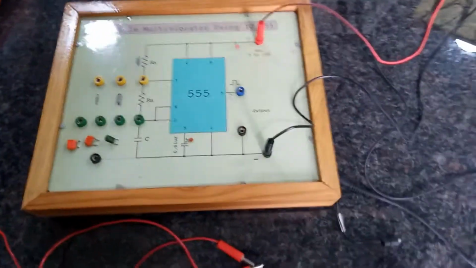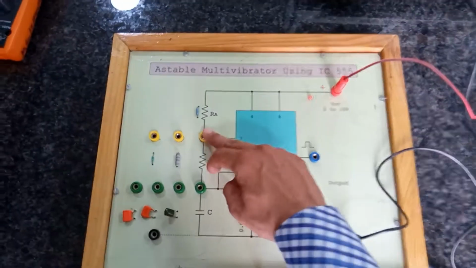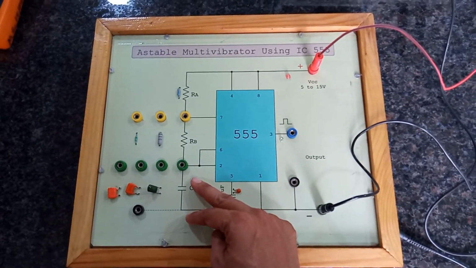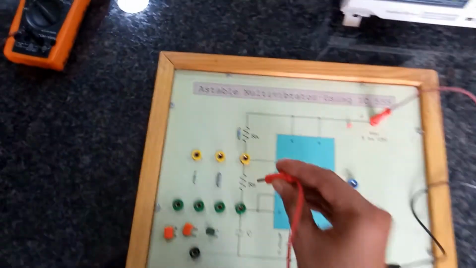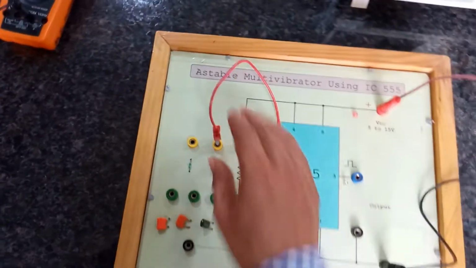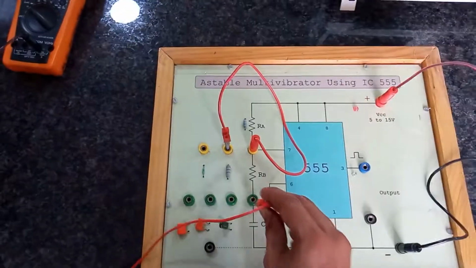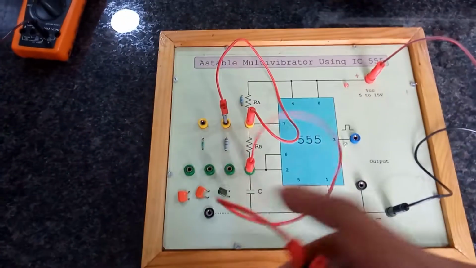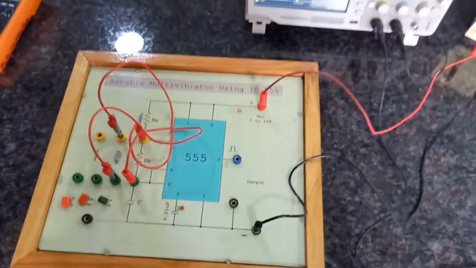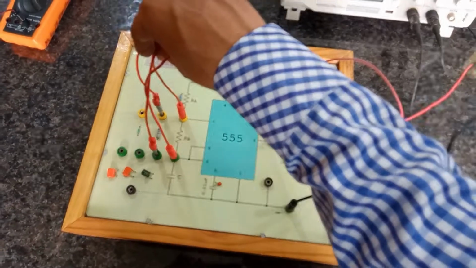Now, as we have studied in the theory, the values of R and C are responsible for the generation of the square wave. So let us select one of the R values. Let us say the first one. There are 2 R available over here, you can choose any one of them. Let us connect C over here. C has been connected, so this is done for the supply and the combination of resistor and capacitor.